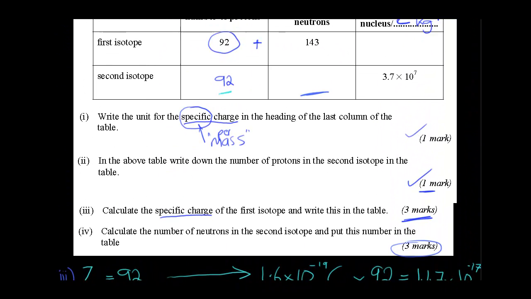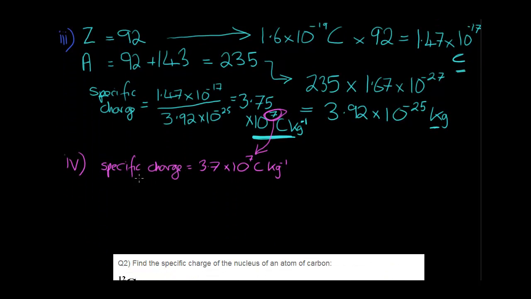What else do we know? Well, we know that it's got 92 protons, so Z equals 92 protons. And remember that specific charge is the charge divided by the mass. And remember that we found what the mass was by adding up the atomic number with the number of neutrons. That gave us the nucleon number.